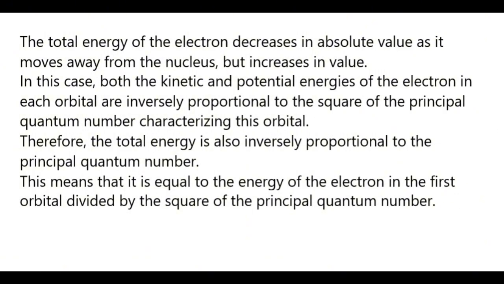The total energy of the electron decreases in absolute value as it moves away from the nucleus, but increases in value. In this case, both the kinetic and potential energies of the electron in each orbital are inversely proportional to the square of the principal quantum number characterizing this orbital. Therefore, the total energy is also inversely proportional to the square of the principal quantum number. This means that it is equal to the energy of the electron in the first orbital divided by the square of the principal quantum number.